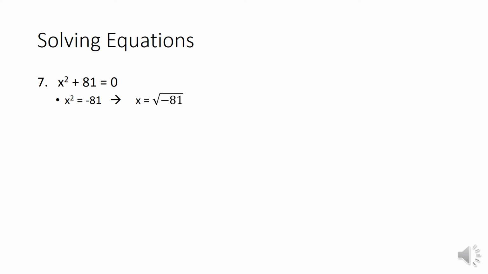Now what's our next step going to be? Pause it and see if you can figure out what x is ultimately going to be equal to. Now the next step is we're going to break up the square root of negative 81 into the square root of negative 1 times the square root of 81. Square root of negative 1 is just i, and the square root of 81 is plus or minus 9. So our final answer, x is equal to plus or minus 9i.